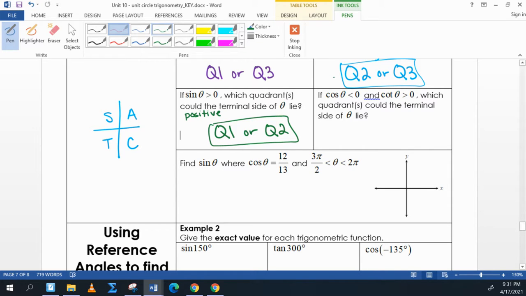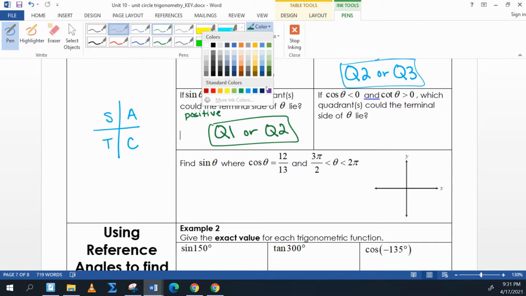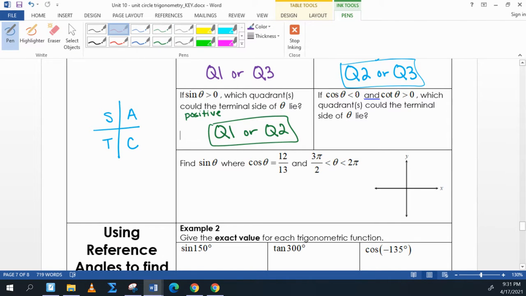This one has two stipulations. So usually when it gives you two stipulations, it's going to narrow it down just to one quadrant. Yeah, let's circle that answer.